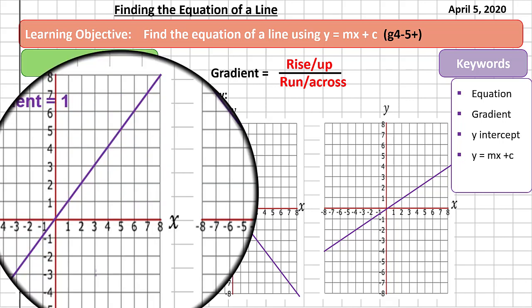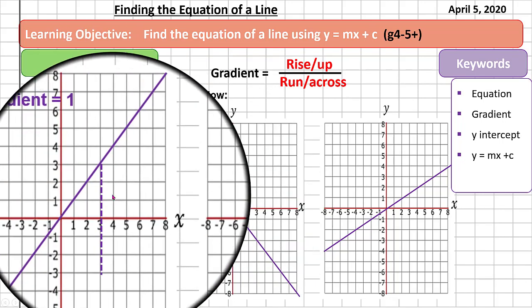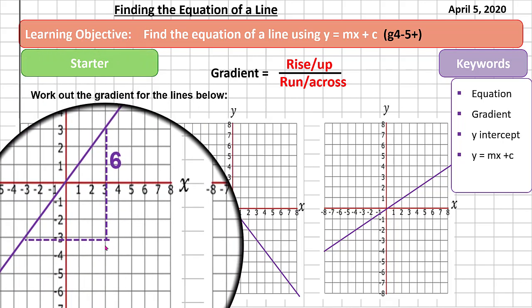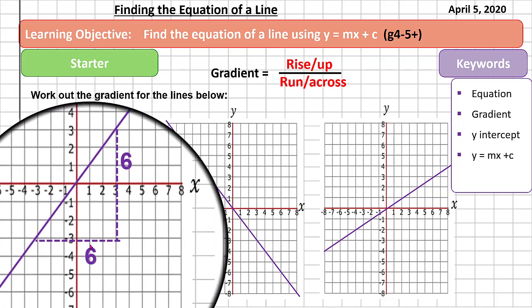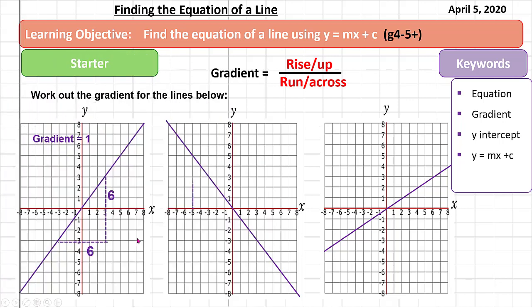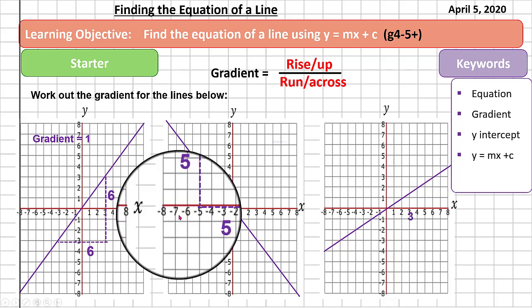Now this gradient is 1 because you can see that is 6 squares. The rise, how far up it is going, and across is 6. So 6 divided by 6 is 1. Can you see that's 5 divided by 5. Now this gradient would be minus 1 because it's going downhill. Remember, downhill from left to right is a negative gradient.